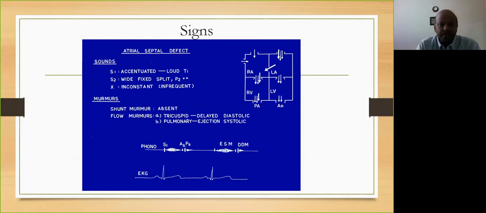And among the murmurs, you know that the shunt per se does not cause a murmur. The murmurs are due to flows across the tricuspid valve and the pulmonary valve. The pulmonary valve ejection systolic murmur is the more prominent of the two, and an early diastolic murmur is due to flow across the tricuspid valve. If you hear a harsh murmur with a grade 4 over 6 or beyond with an ejection systolic click and a precordial thrill, then an associated pulmonary valve stenosis is to be suspected. Like I said, there would be a soft systolic click along the lower left sternal border associated with ASD.